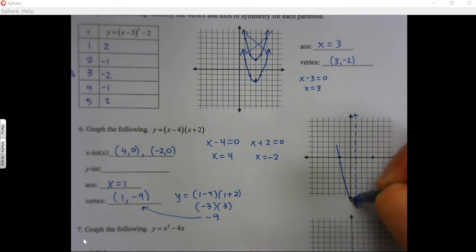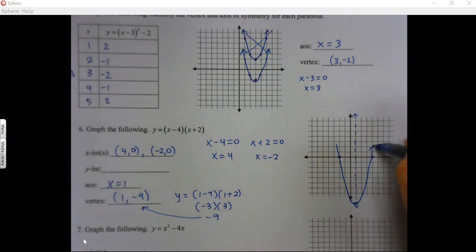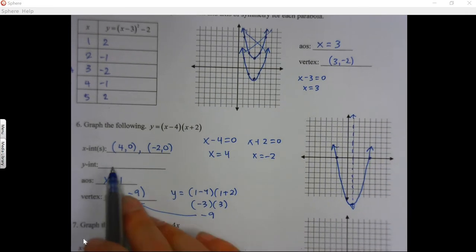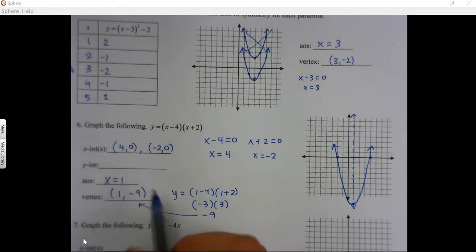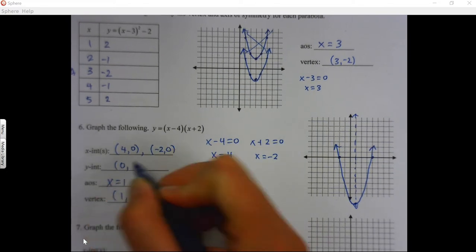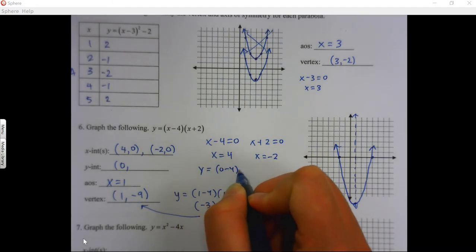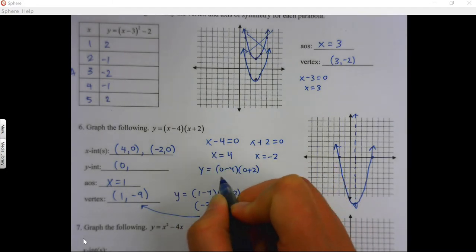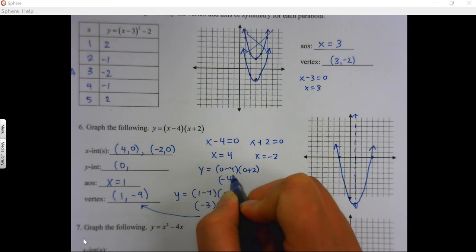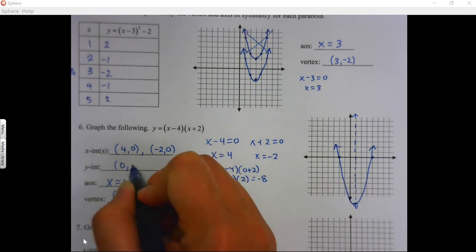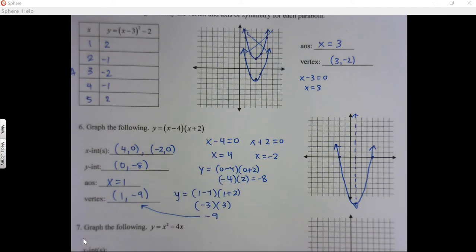3 points is enough to draw the parabola. We have the x-intercepts. We have the vertex. I could find the y-intercept by substituting in 0 for x. And so when I do that, I get 0 minus 4 and 0 plus 2, which gives me a negative 4 and a 2. That gives me a negative 8. There is my y-intercept.